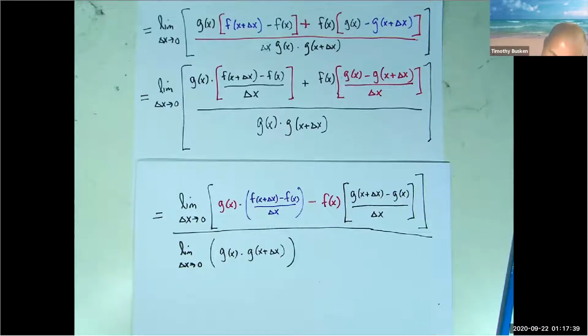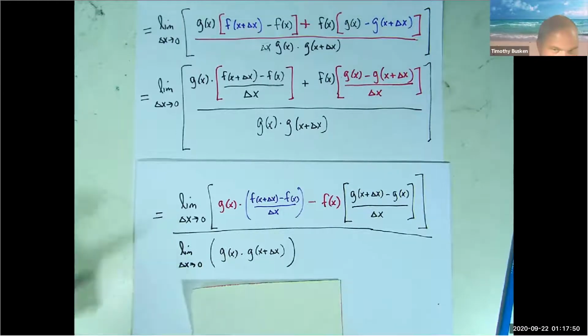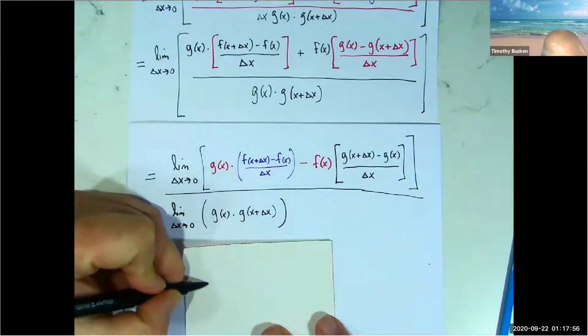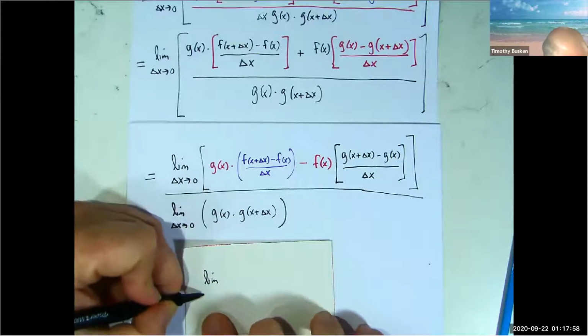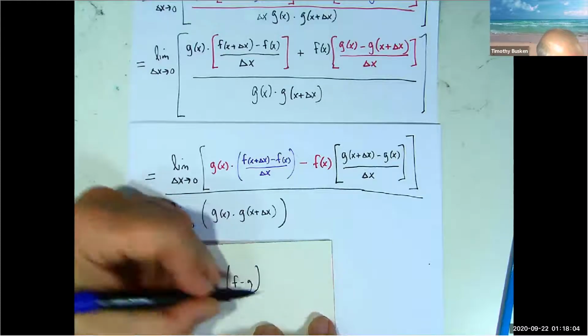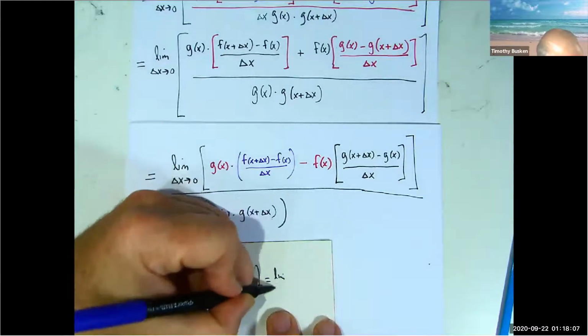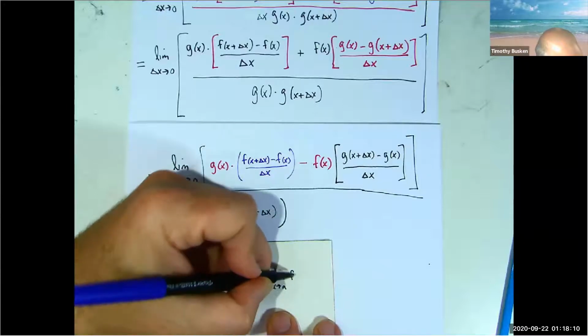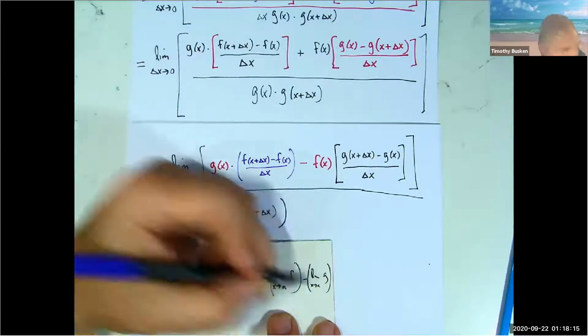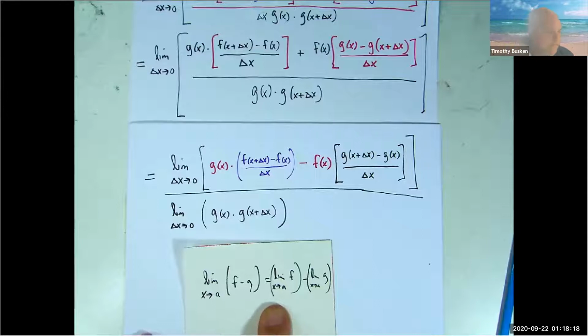Okay, so we're nearly done. What you might see here is that it looks like the difference quotient, and indeed it is. And so now the properties of limits that we want to use, there's two of them. The difference property is one of them. The limit as x approaches a of f minus g is just equal to the limit as x approaches a of f minus the limit as x approaches a of g. So we're going to use that difference property in the numerator.